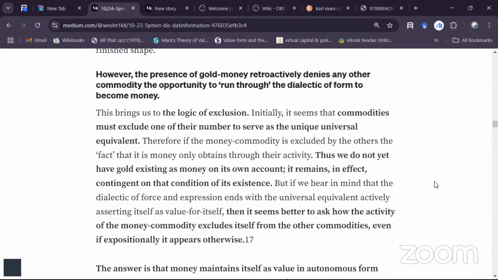Therefore, if the money commodity is excluded by the others, the fact that it is money only obtains through their activity. Thus, we do not yet have gold existing as money on its own account. It remains, in effect, contingent on that condition of its existence. But if we bear in mind that the dialectic of form and expression ends with the universal equivalent actively asserting itself as value for itself, then it seems better to ask how the activity of the money commodity excludes itself from the other commodities, even if expositionally it appears otherwise.